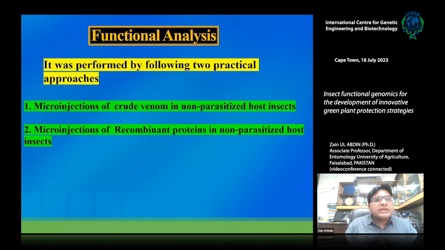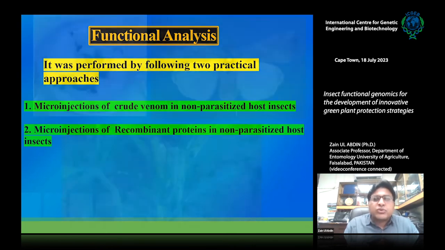These secretory proteins have some active components, some active proteins. So we also performed functional analysis. It was performed by following two practical approaches: microinjection of the crude venom into non-parasitized host and microinjection of recombinant proteins into non-parasitized host. We wanted to assess the toxicity of the venom in the host insects, how this venom performs lethal, virulent effects in host mortality. So it is injected through the microinjection technique, and then the gene of that particular venom protein is isolated, recombinant proteins are produced, and these recombinant proteins are also microinjected into a non-parasitized host.